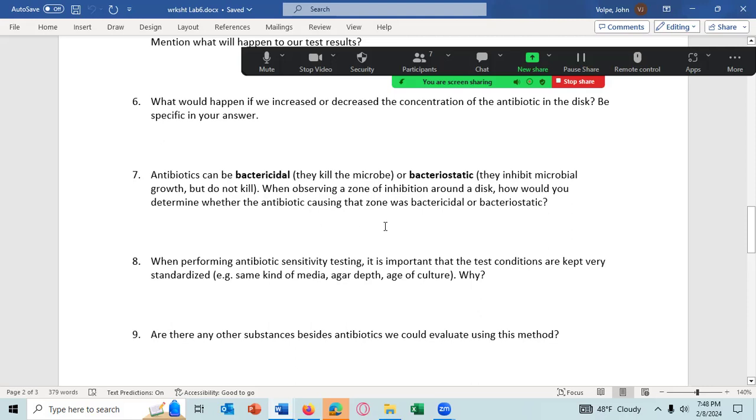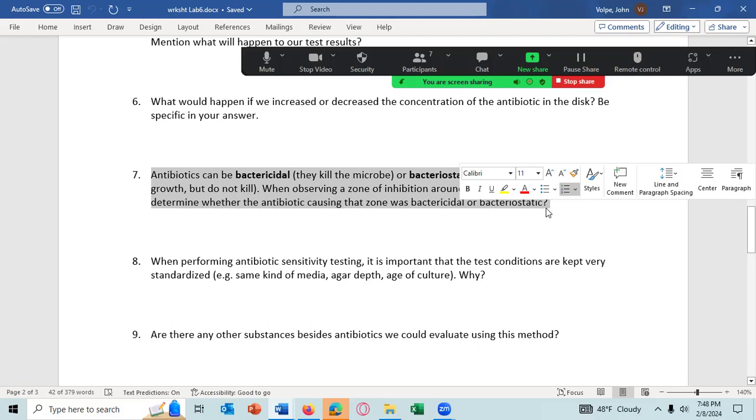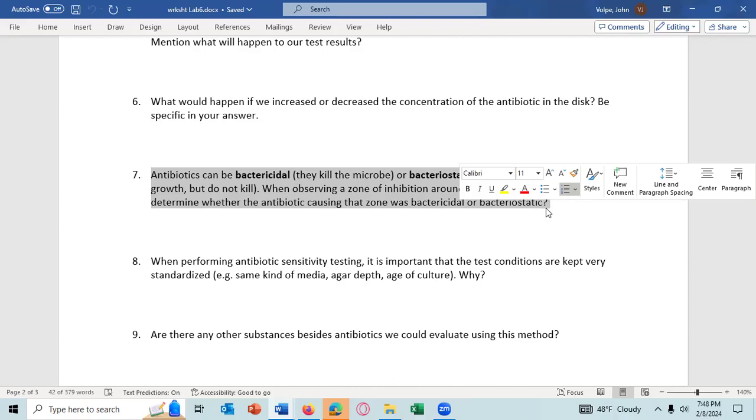how would you determine whether the antibiotic causing that zone was bactericidal or bacteriostatic? I'm going to warn you that this is a thinking question. You cannot find the answer in the lab module. And this is a difficult question. Usually I have about 50% of the students getting the question wrong the first time. Fortunately, in the second grading of the lab, most of the students get this question right. So I'm just warning you, this is a difficult question.